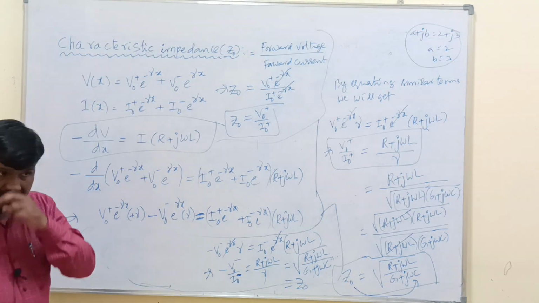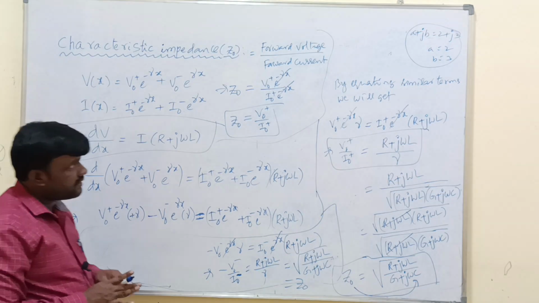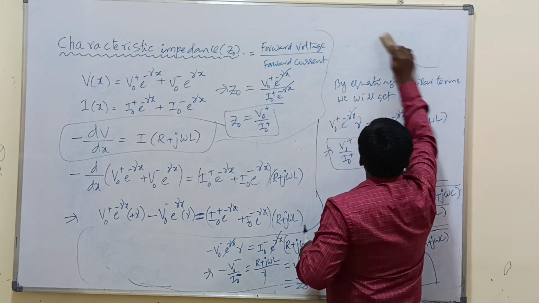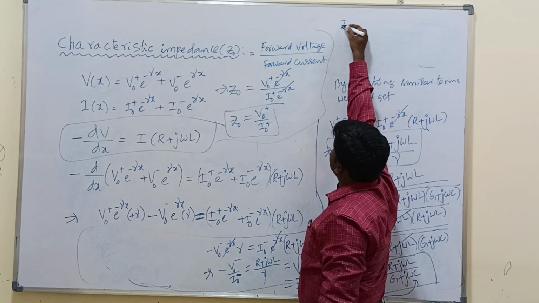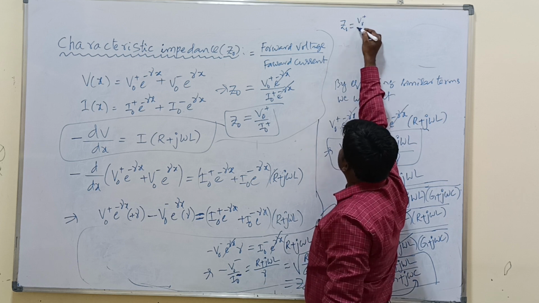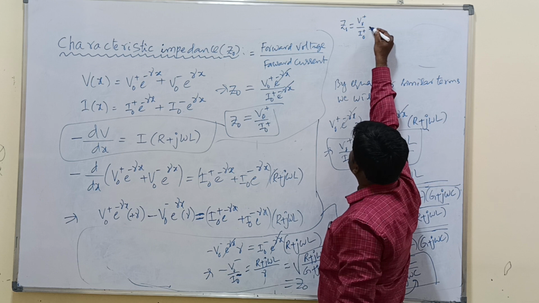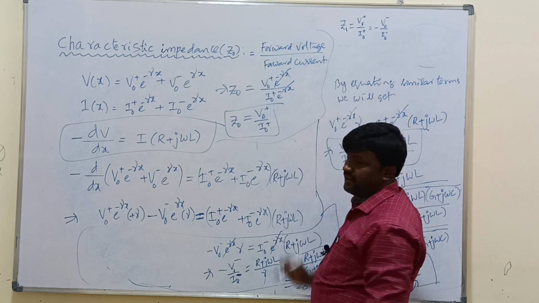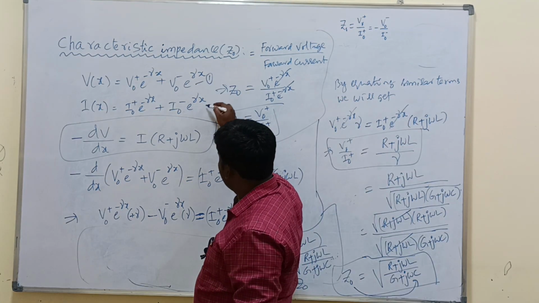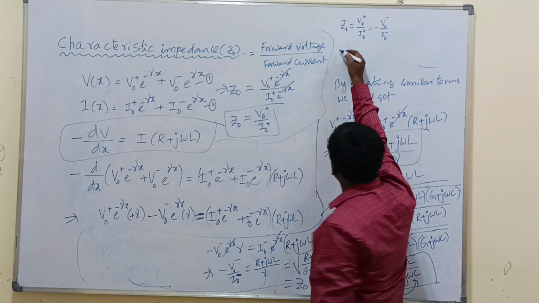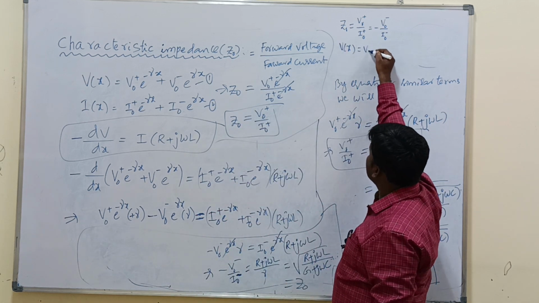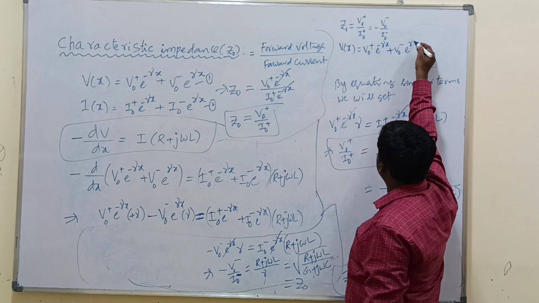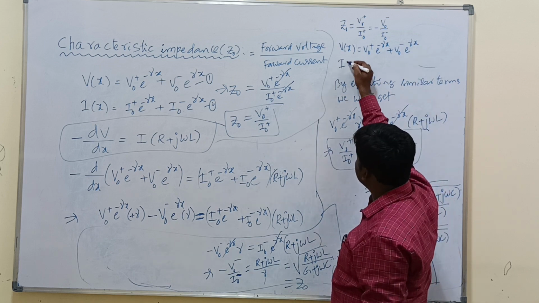Now let us write the Z naught expression. I am writing that Z naught is equivalent to what? In terms of the forward voltage and forward current, it can be written as V naught plus by I naught plus. In terms of the reverse voltage and reverse current, it can be written as V naught minus by I naught minus. Therefore, equations 1 and 2 can be written as: equation 1 is as it is, that is V of x is equal to V naught plus e to the power minus gamma x plus V naught minus e to the power gamma x.